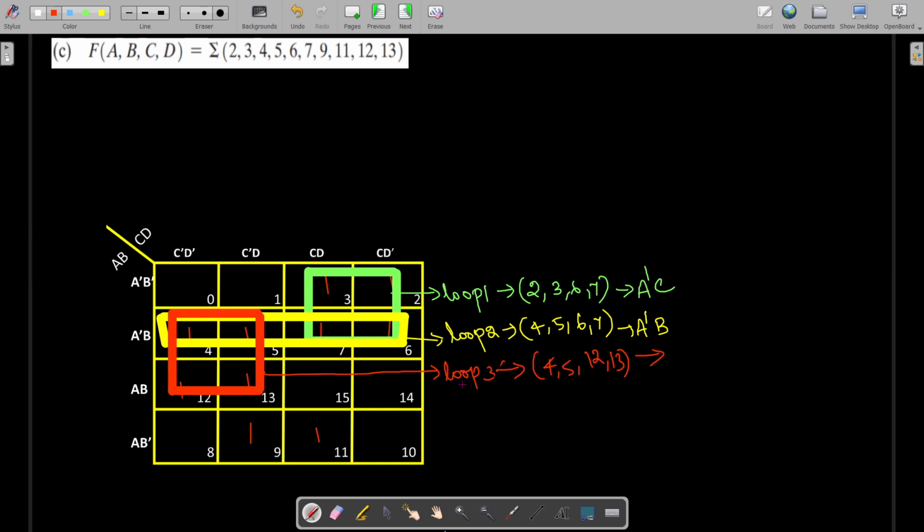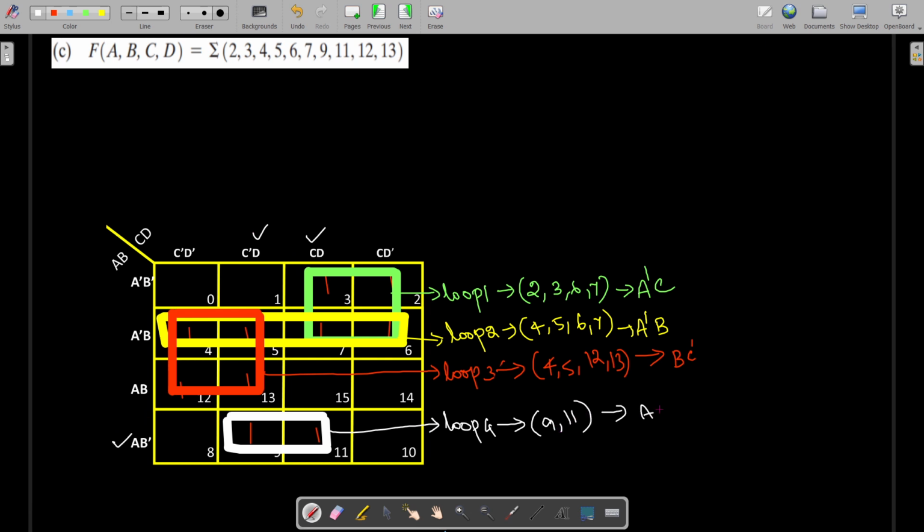Its corresponding expression is, here it covers these two, a dash b and ab, column wise c dash d dash and c dash d. So the corresponding expression is b and here it is c dash. Then we go for combining these two ones, right? These two ones can be combined. So this is loop 4. It covers the minterms 9, 11. The expression is a b dash and here it is c dash d and cd. So we have to write only d, right?